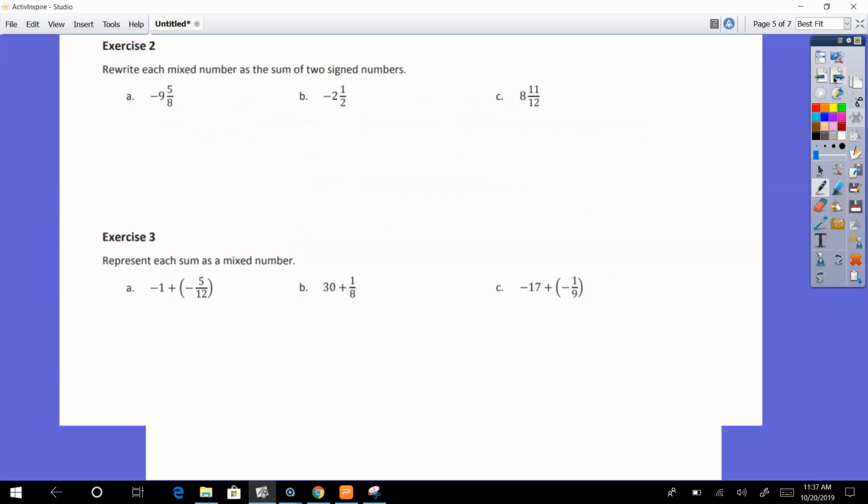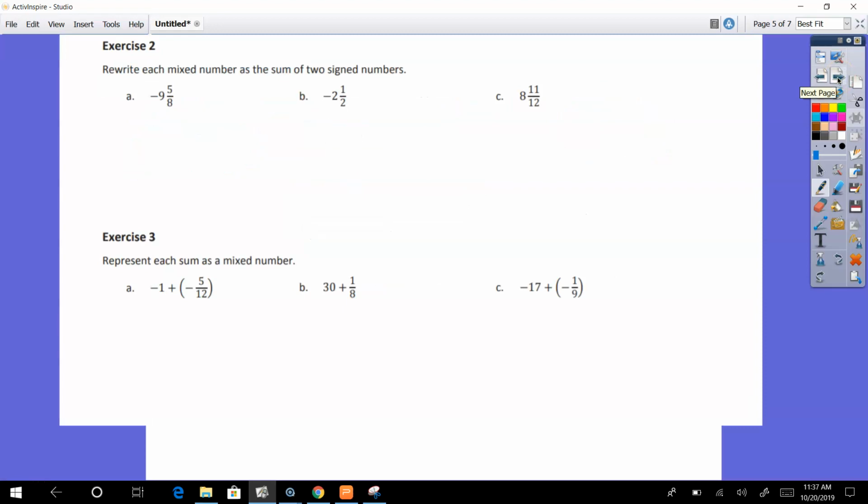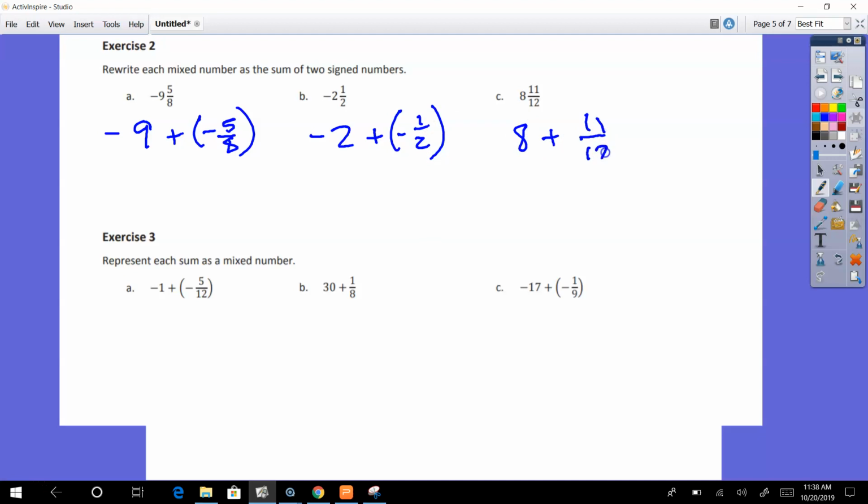Okay. Rewrite each mixed number as the sum of 2 signed numbers. So you're just rewriting negative 9 5/8, just like here we had negative 2 2/5, and we rewrote it as negative 2 plus a negative 2/5. So you're going to do that with each of those. Pause the video. Take about 1 to 2 minutes to do that. Okay, so you should have negative 9 plus a negative 5/8, negative 2 plus negative 1/2, and then 8 plus 11/12.